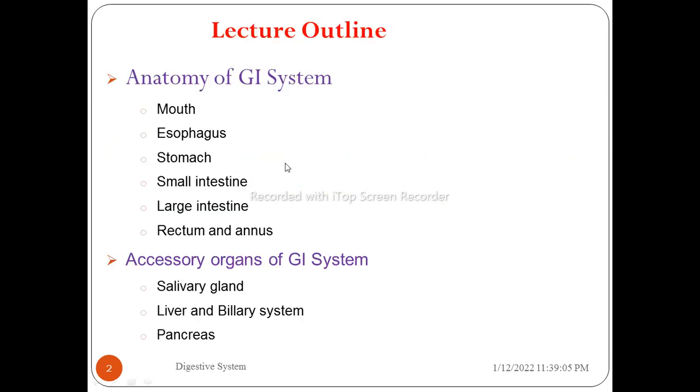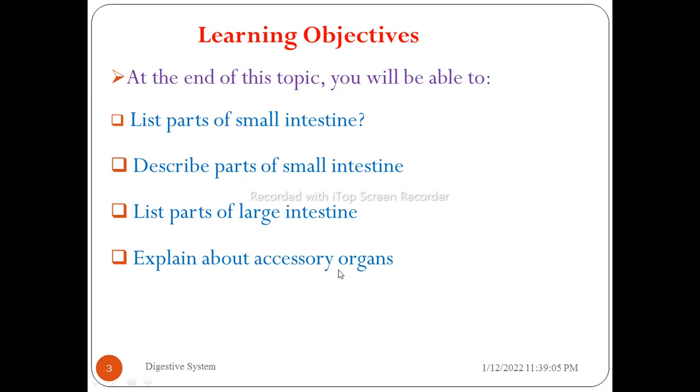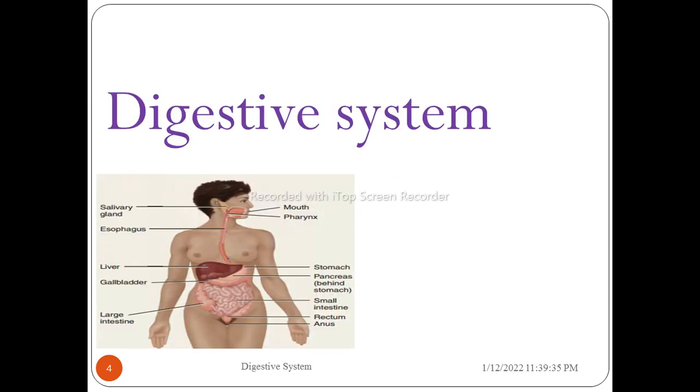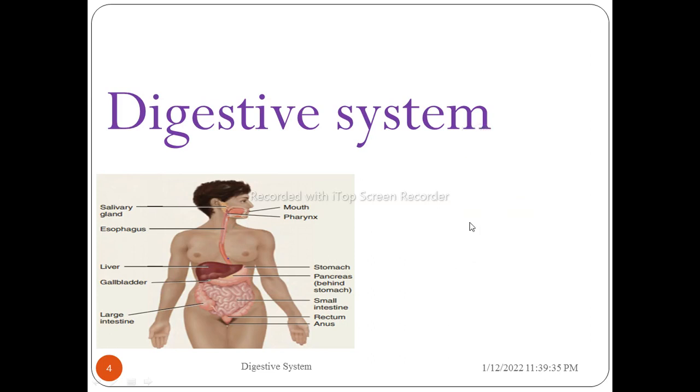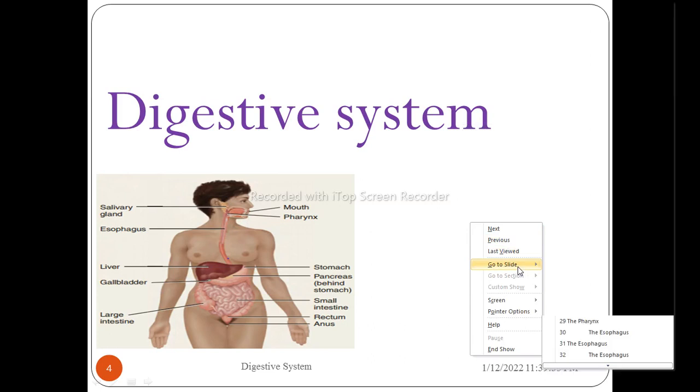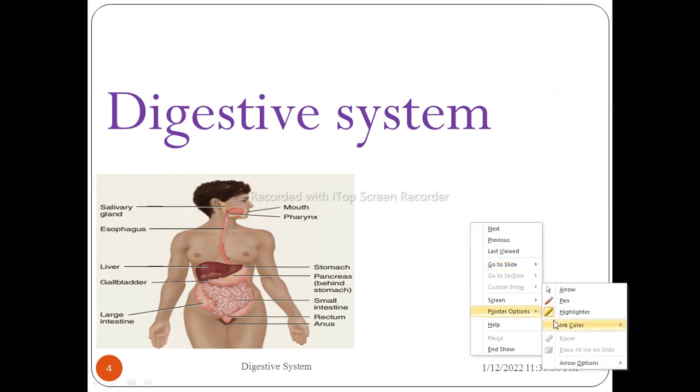This is the lecture outline about the GI system and its accessory organs. These are the learning objectives. As you know, the digestive system includes all the alimentary tubes.